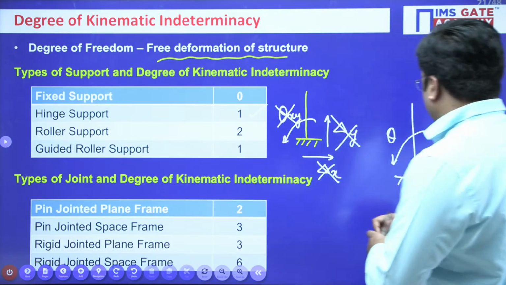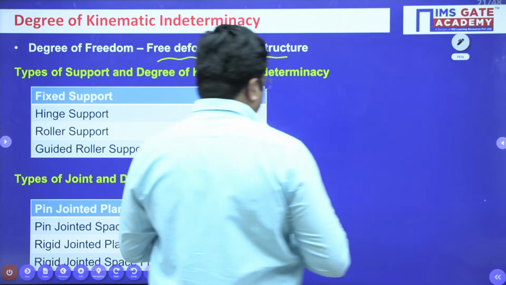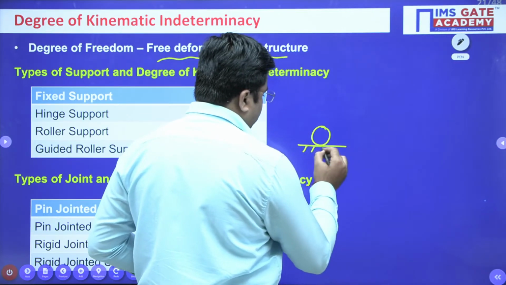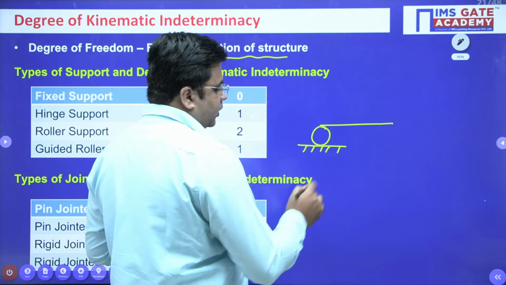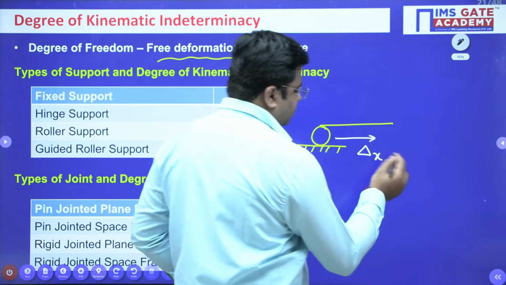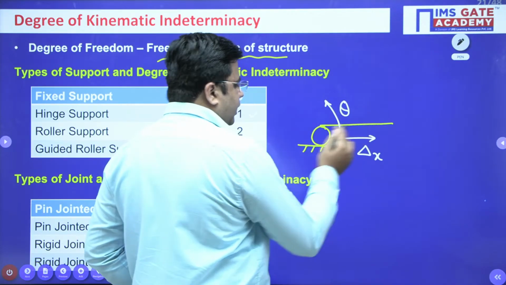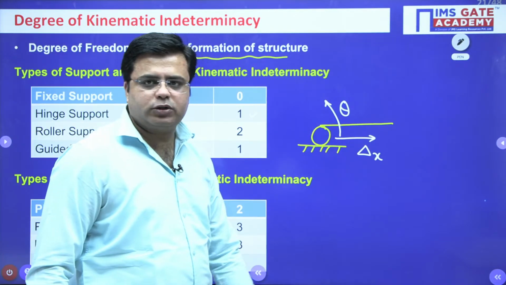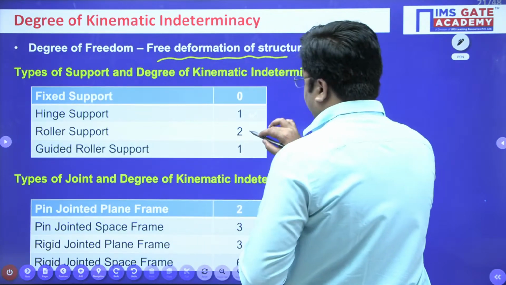For a roller support, like this, this is my roller support. Let me draw this roller support like this. For this roller support, one, there can be a movement along the surface, right? And second, there can be a rotation about this hinge. So for this roller support, two types of movement are possible. Hence, the degree of freedom for a roller support comes out to be 2.